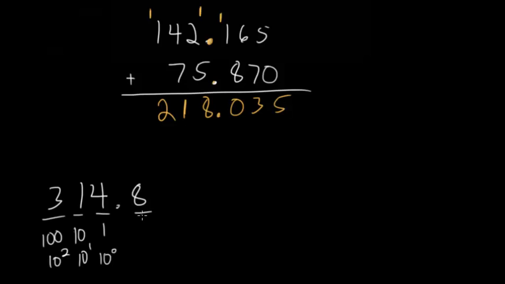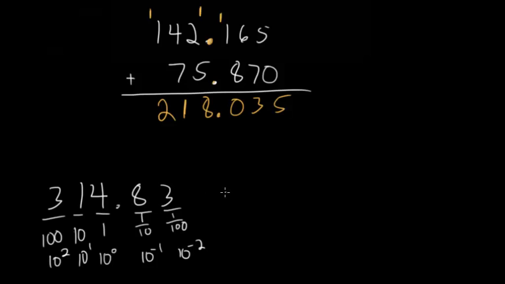So this right here, this is the tenths place. And you could think about it as 10 to the minus 1, since 10 to the minus 1 just means divide by 10 one time. And if we had another digit here, let's say 3, this would be the hundredths place, or the 10 to the minus 2 place.